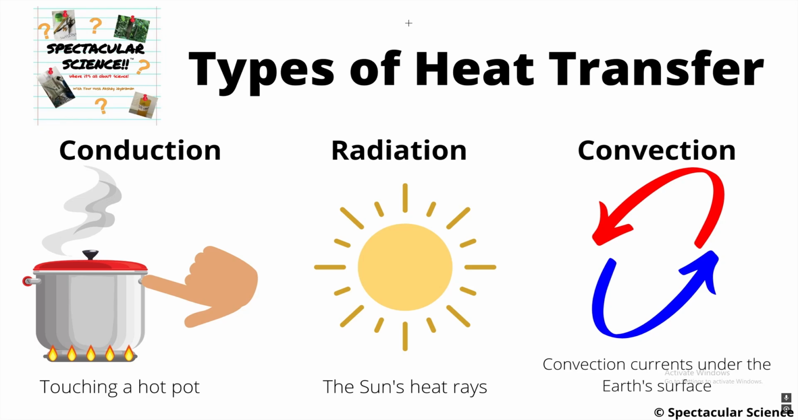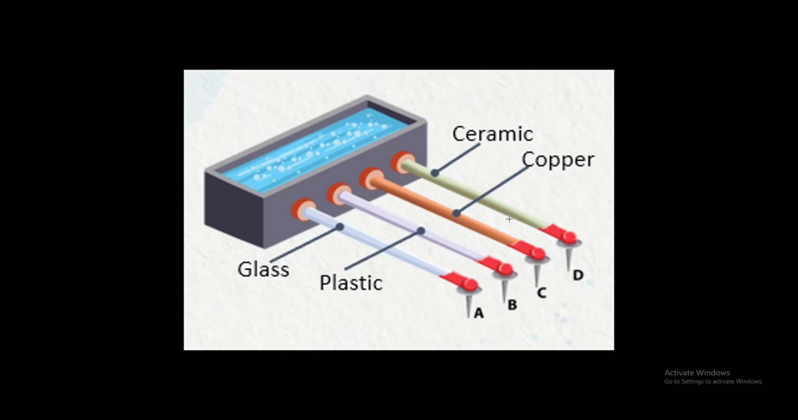Hi everyone, in this video I'll demonstrate and explain the three methods of heat transfer: conduction, convection, and radiation. Let's start with conduction. Conduction happens when heat transfers through direct contact between particles in a solid.